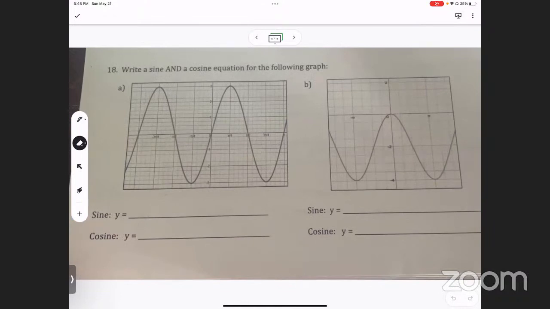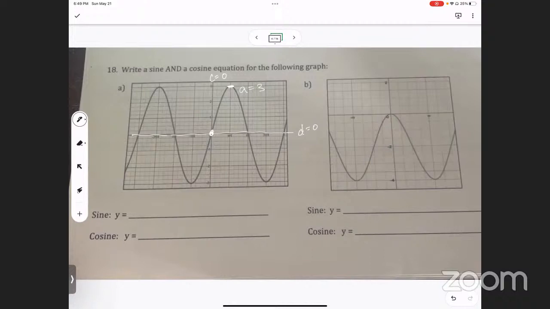All right, write a sine and cosine equation for the following graph. The sine equation would be the easier one, because see how it's starting right here? And there's no shift. So let's find all of our values. First of all, here's the midline. That tells you that D equals 0, so there's no vertical shift. This being here at 0 means that C equals 0 for your sine graph. And this going up to 3 means A equals positive 3 because it's going up.